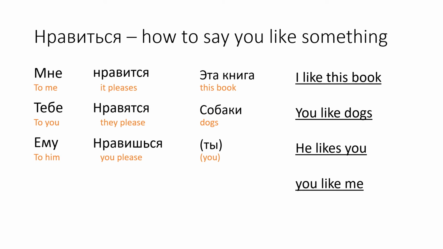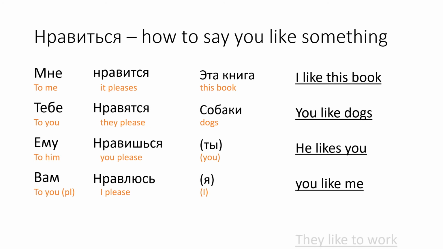Then you like me. So нравлюсь is going to be I please. And then to you, we're going to use the вы form. So to you, I please. Вам нравлюсь. And then in brackets, я. But again, you wouldn't really add that.